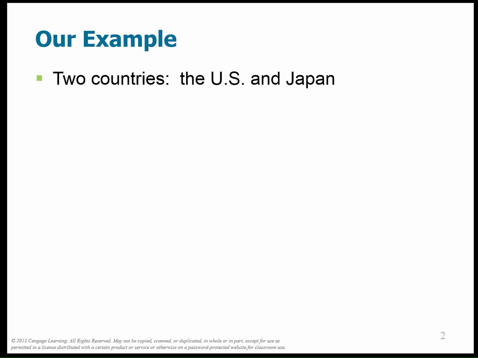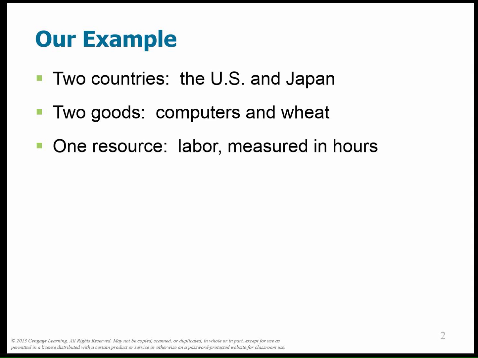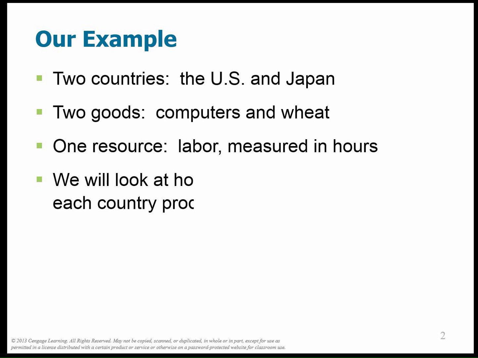And you know what? Just because we're talking about trade and we're talking about two countries here, the same ideas hold with two individuals or two firms. Okay, this doesn't just have to be with countries. And in order to make it simple, remember this is a simplified model, we're only going to have two goods that they produce, computers and wheat. This is the exact same model that we learned using the PPF last chapter. Okay, one resource, which is labor, and it's measured in hours.